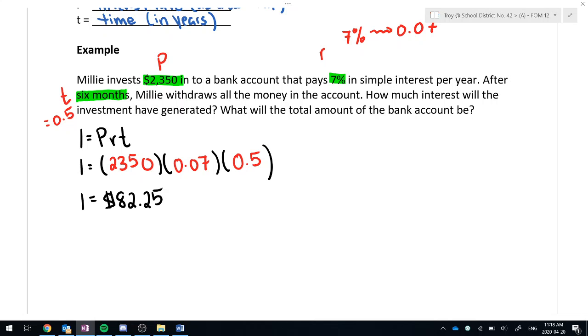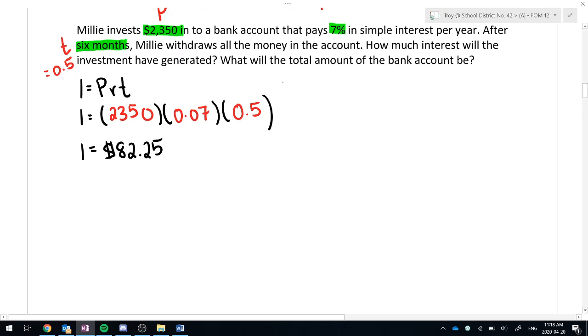The second question is, what will the total amount in the bank account be? Well, the formula we use usually for this is just A equals P plus I, where A is our amount, our final amount. P again is our principal. I is our interest, right? I guess you could just call this total. Doesn't really matter.